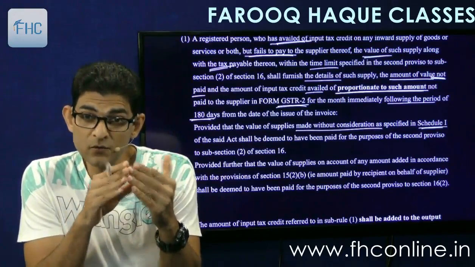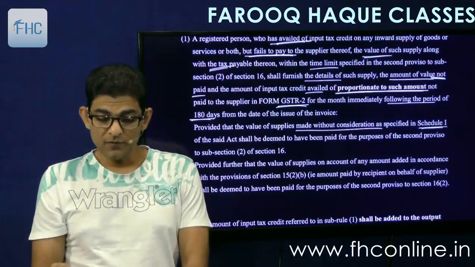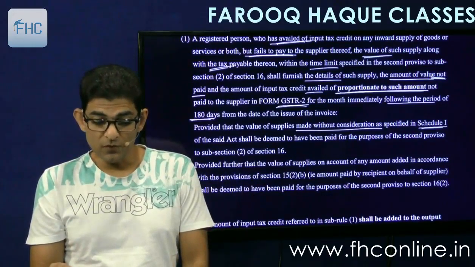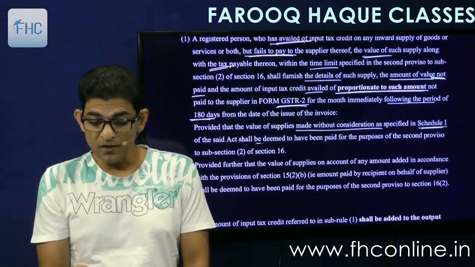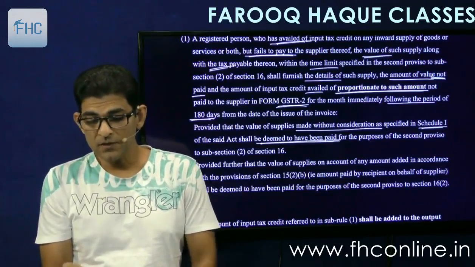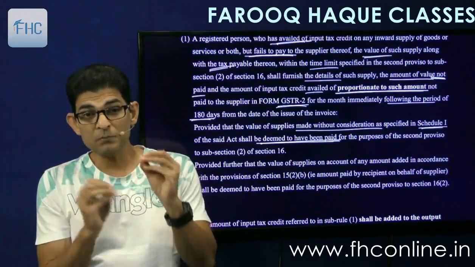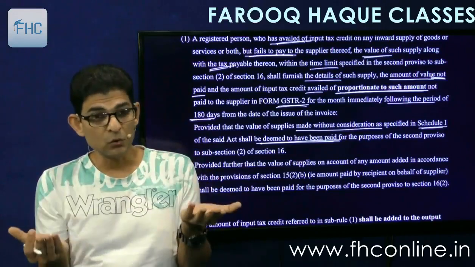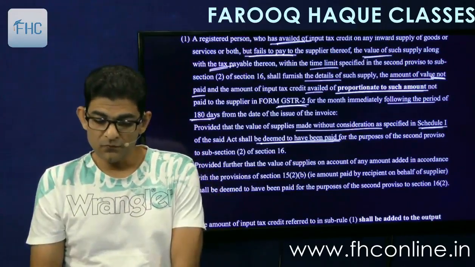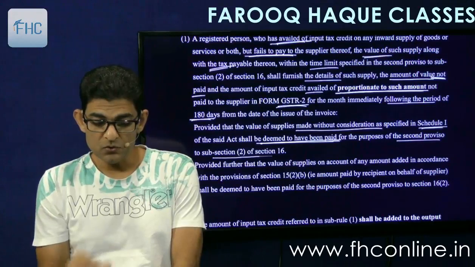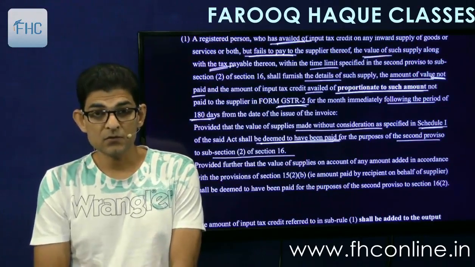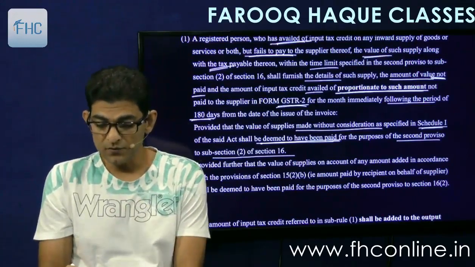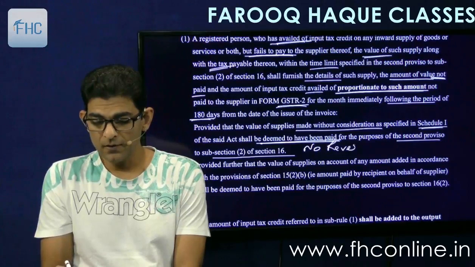Okay, so it says provided that the value of supply made without consideration as specified in Schedule 1 of the Act shall be deemed to have been paid. So the concept is that the value is deemed to have been paid, because anyways you don't have to pay, which means you don't have to reverse the credit also, for the purpose of the second proviso to sub-section 2 of 16. So for the purpose of section 16 it will be deemed to have been paid, means no reversal of credit.